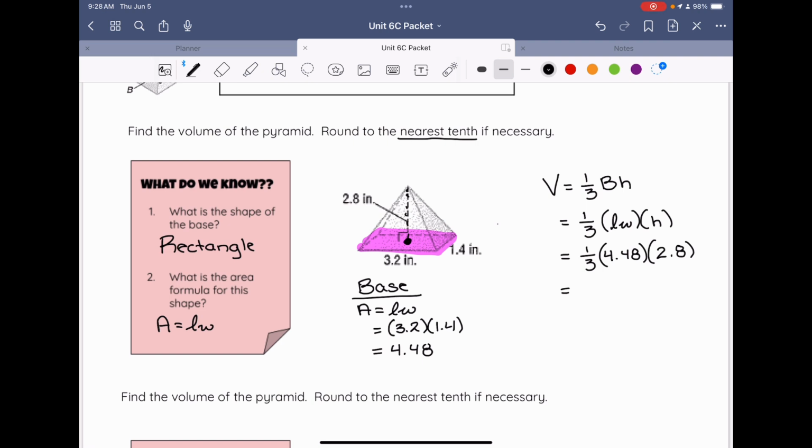Multiply everything together. I'm going to get a long decimal, 4.1813. I'm just going to do a couple of threes. All right. And then remember, we're rounding to the nearest tenth. So at the 1, look to the 8. 5 or above, we're going to give it a shove. So 4.2 inches, and then to the third power, or what we would say cubed.